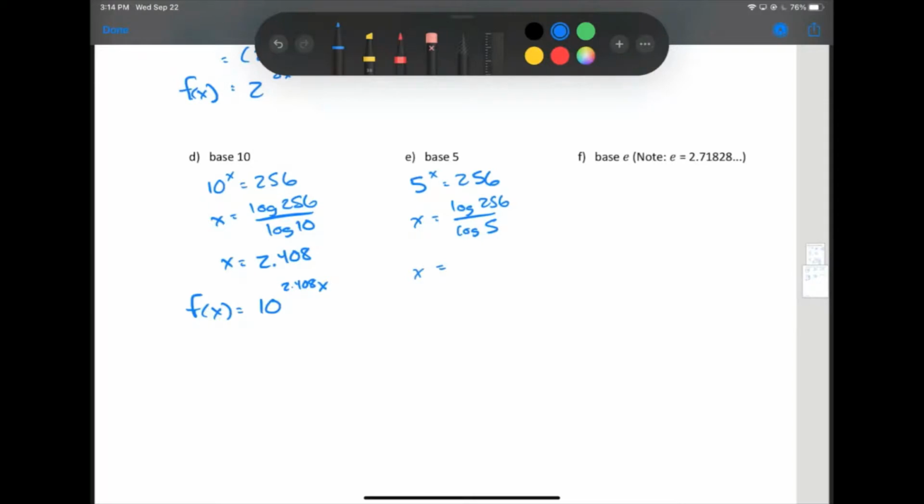And I'm getting 3.445. And so I can say that f(x) equals 5 to the exponent 3.445x.